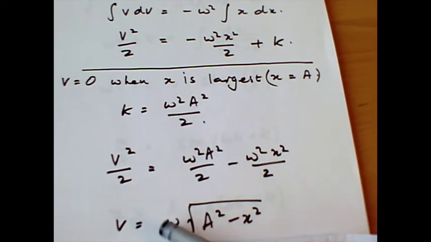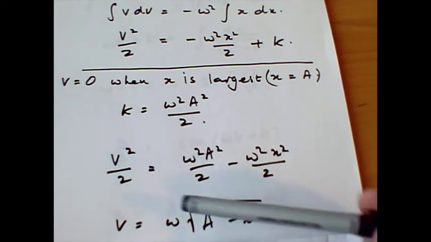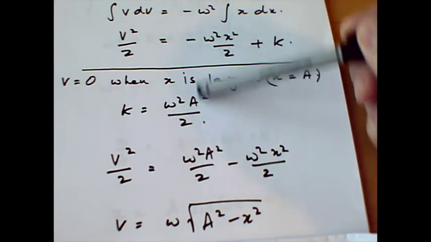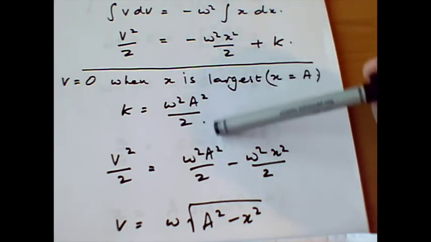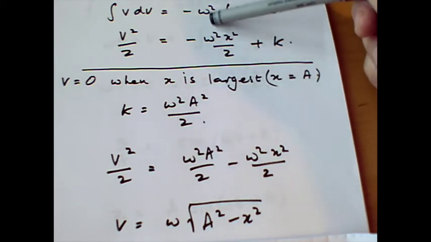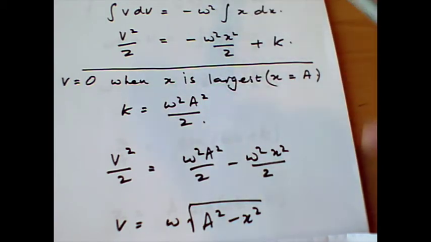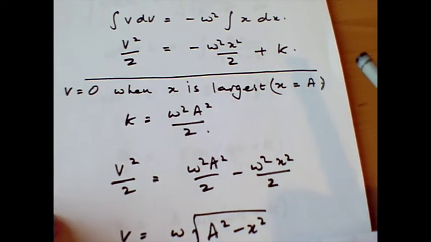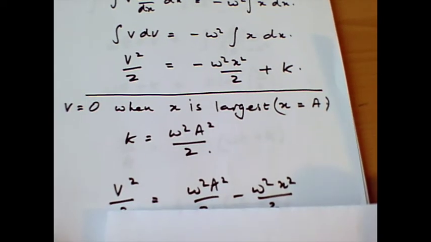Now we could put plus and minus in front of this omega, and that's because as the particle vibrates up and down at the end of the spring, at any particular point it can be moving up or down, plus or minus, with the same speed. Now that hasn't given us sinusoidal motion, although it is a very important equation and one that's often overlooked.